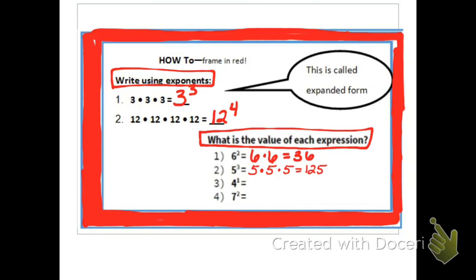Okay? All right, now how about 4 to the first power? How many 4s are there? Just 1. So it's 4, which equals 4. That's it. So anything to the first power is just that number. All right, how about 7 to the second power? It's how many sevens? 7 times 7. 7 times 7 is 49. Wait till I ask it, okay?